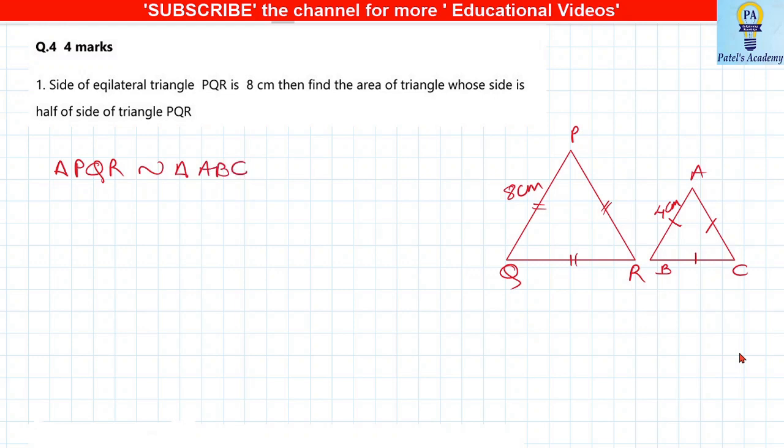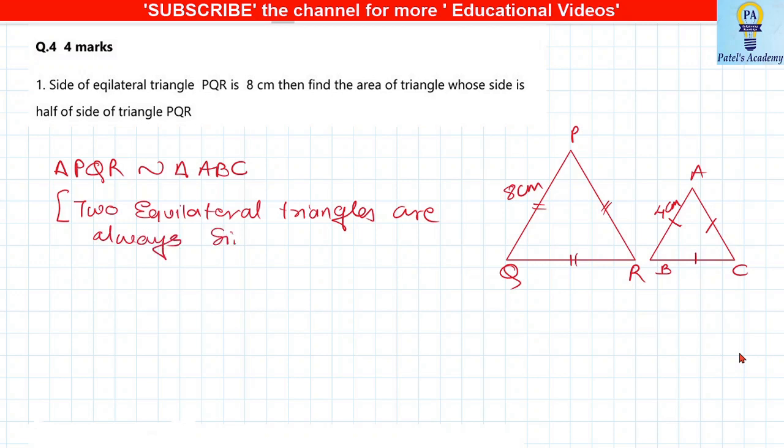Okay, the reason is two equilateral triangles are always similar. Okay, you can write this, or you can even prove the two triangles similar by AA test, like 60, 60, 60. Obviously the third angle is also 60, that is angle P and angle A, but yes, AA test is also a test of similarity. So you write the statement or you prove it by AA test.